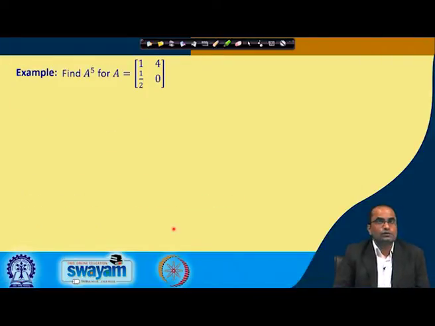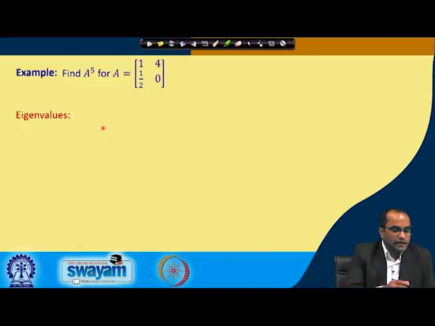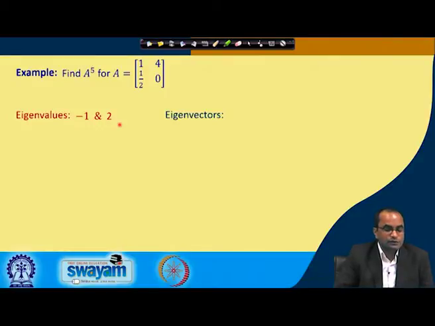So, let us go through one example: find A power 5 for A equal to 1 4 and half 0. To do so we have to compute the eigenvalues and also the eigenvectors, because we need that P and also the diagonal matrix. In this case the eigenvalues come out to be -1 and 2, and the eigenvector corresponding to -1 is 2 1, and corresponding to 2 it is 4 1.